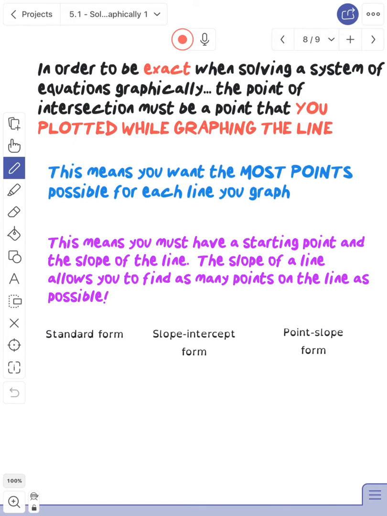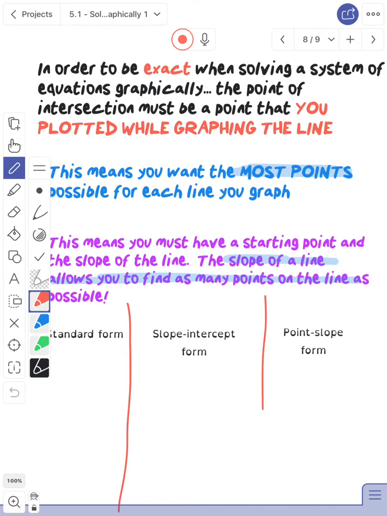What that'll mean, though, is there's some forms that are super easy to do, but if we want to get the most points possible, the easiest way to do that, right, getting more points on a line, is using the slope, because the slope of a line allows us to find as many points as we need. So some things to bring up, like slope-intercept form is good to go, because we already have the slope in the form right away.